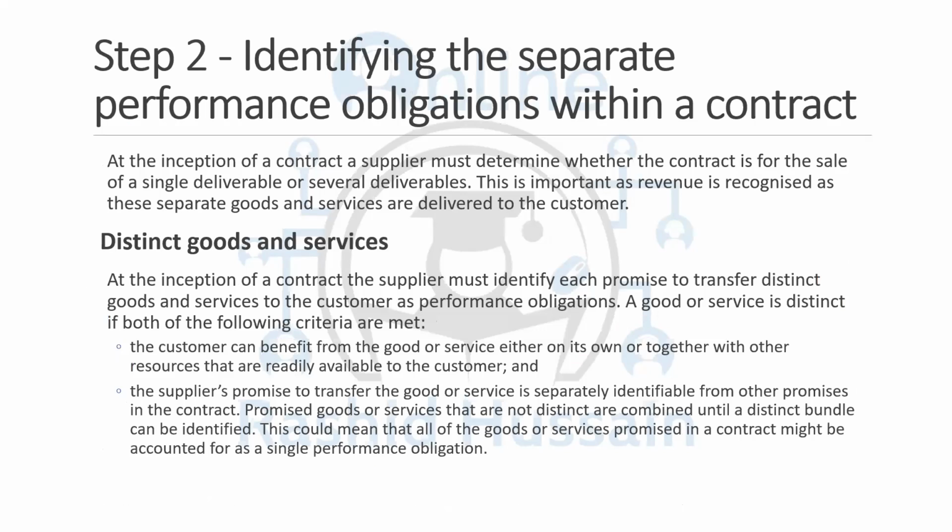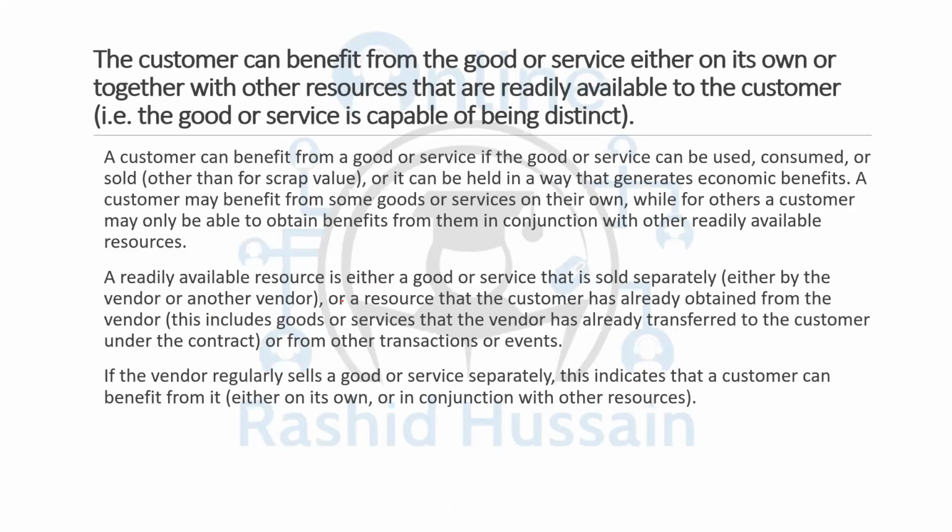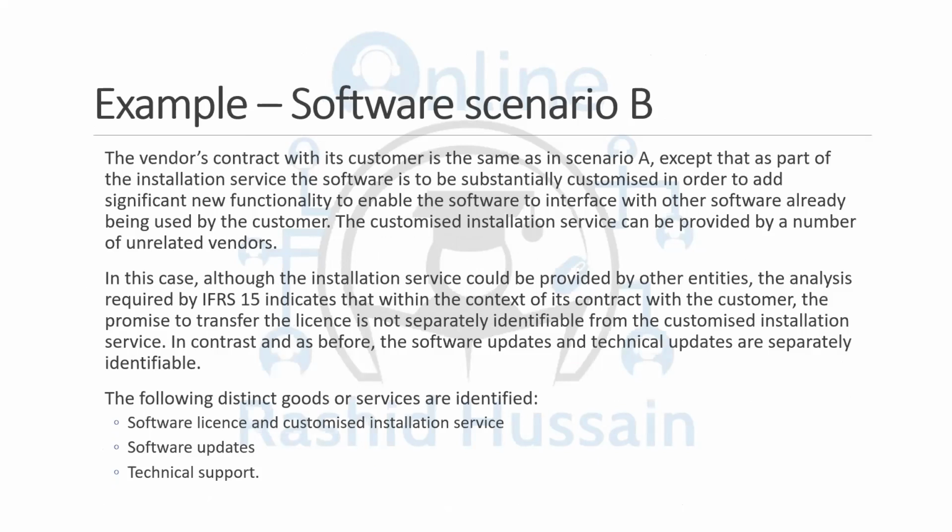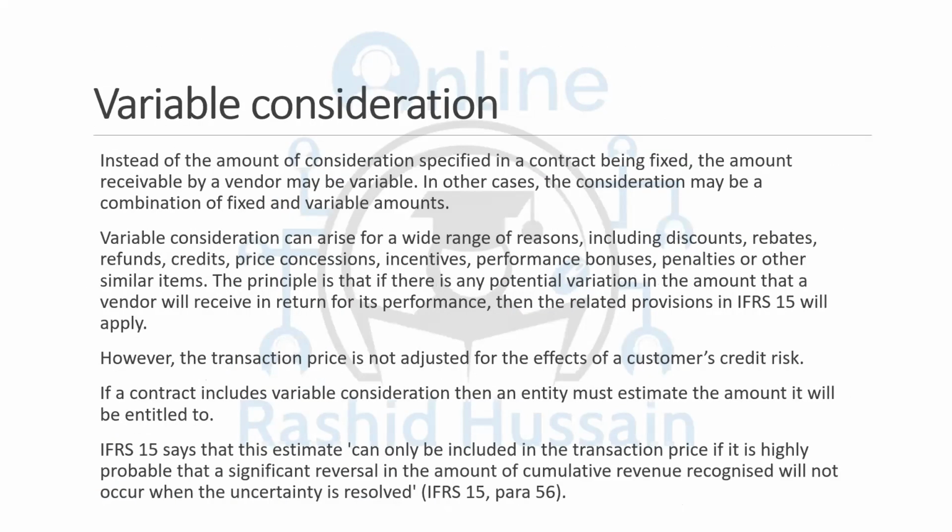So this was the contract modification, and this is the distinct goods and services thing. At the inception of the contract, the supplier must identify each promise to transfer distinct goods and services. So this we have already done. So this was the first thing. And see, this is the variable consideration. And these are the lines which you are supposed to write in this question, which we have done.